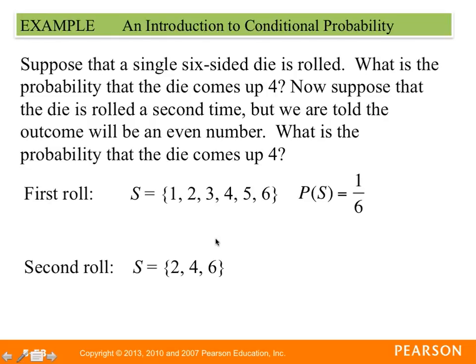But with our second roll, we had kind of like a magic ball that told us, okay, you're going to be getting an even number, I know it. So that means that your sample space is just the even numbers, 2, 4, and 6. So the probability of getting a 4 is now 1 out of your 3 possible outcomes. So it's 1 out of 3.